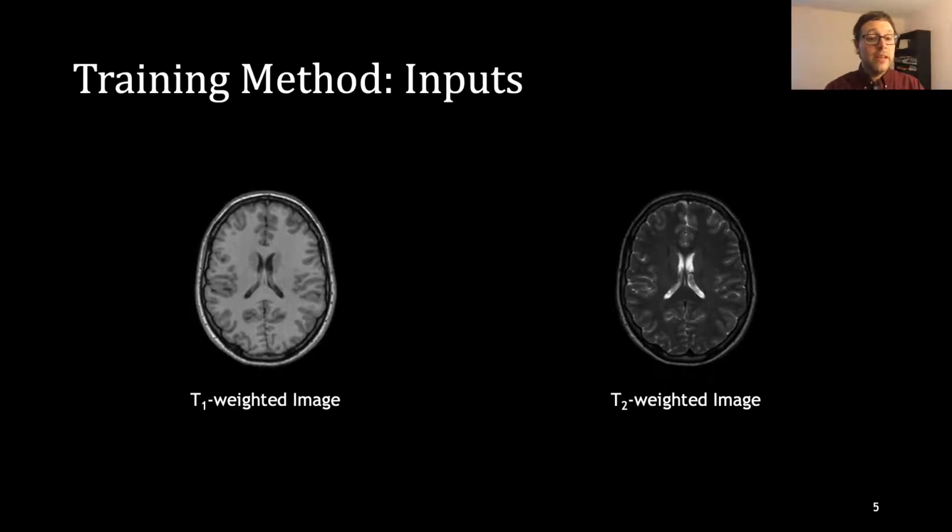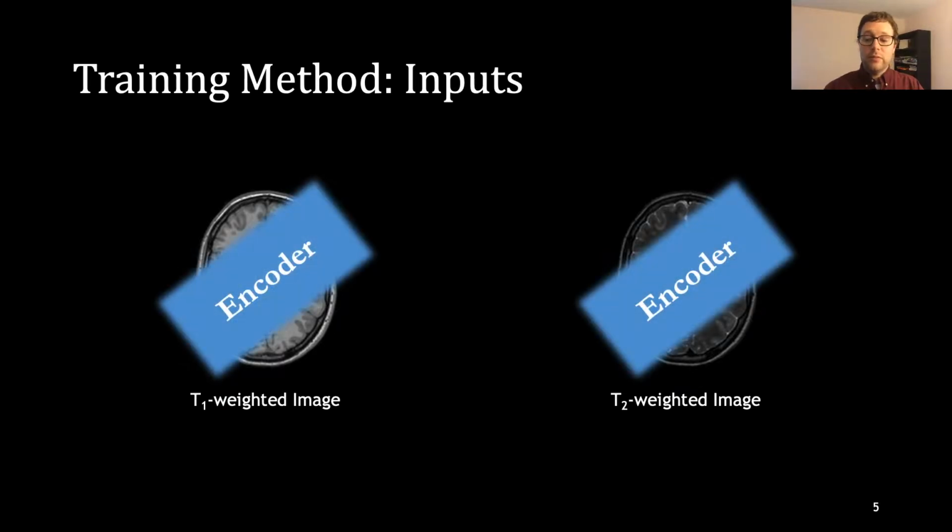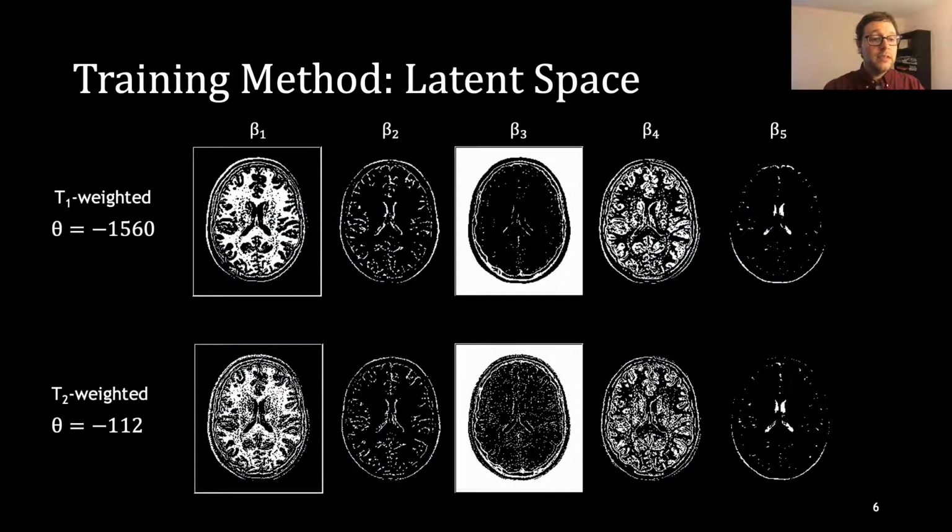So how do we do this training? Specifically, we'll need 2 inputs: the T1 weighted image and the T2 weighted image from a single subject that was acquired at the same time. As I said, this is commonly done in MRI. We can then feed these images into the encoder to produce 2 different latent spaces. Specifically, the T1 weighted image having a theta value here of negative 1560 and a beta tensor here, which you can see, and the T2 weighted image, which has a theta value of negative 112 in this particular instance, and the beta tensor that is fairly similar to the T1.